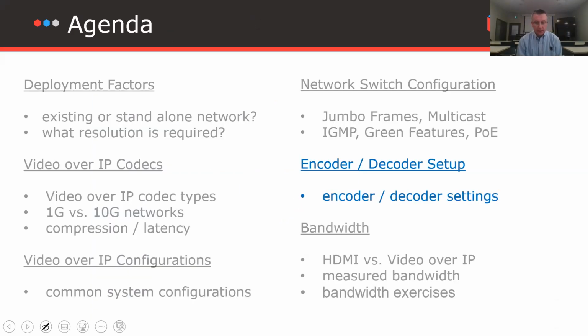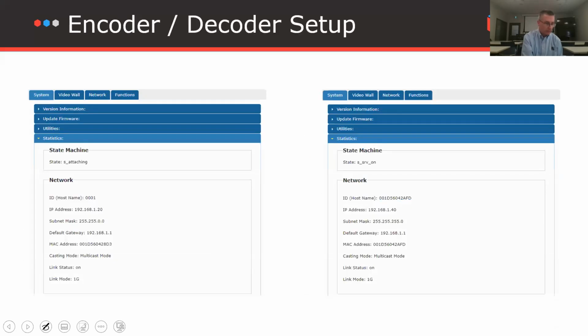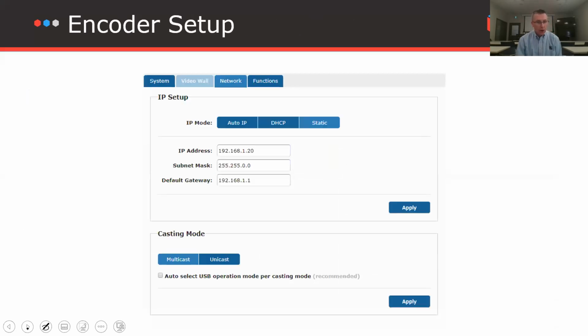Okay, so our quick last second section here on encoder decoder setup. Now we've set up our network switch, we also have to make sure we set up our encoders and decoders. They typically have some settings in embedded web pages that we need to look at as well. On the encoder side, it's important to make sure we set up multicast in our network switch. We also have to do that for our encoder.